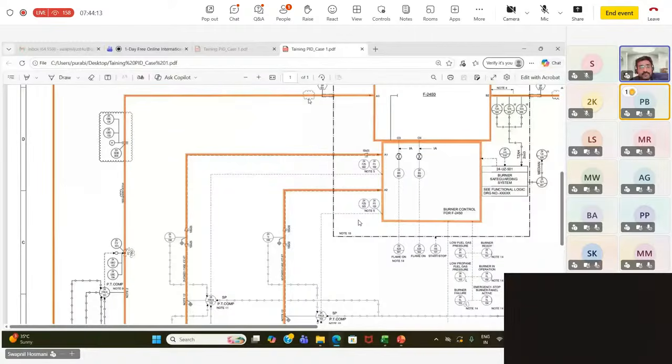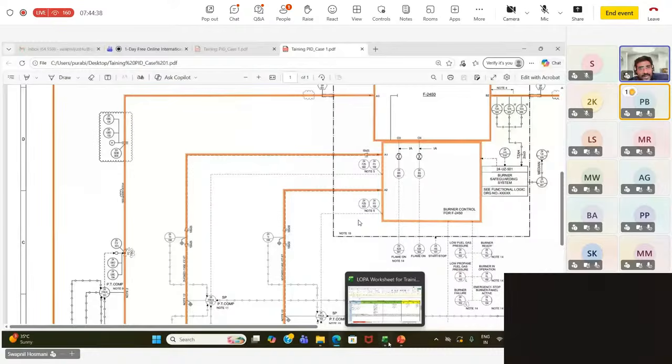That means none of these ESDs will be open unless this ESD opens first. So by providing the permissive, you are ensuring that there is not just fuel gas in your system, there is adequate air as well as fuel gas. Once there is adequate air, then you pass fuel gas, so you have the right stoichiometric mixture or combustion mixture available. Fine. So this was a recommendation that came up from the HAZOP.